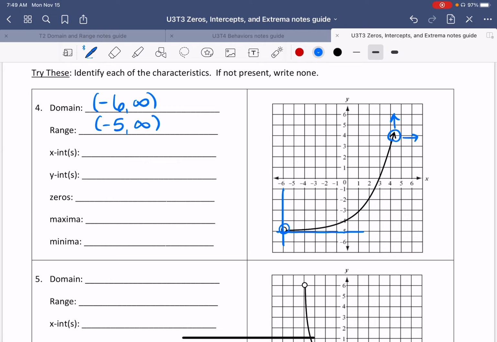X-intercepts, we're crossing the x-axis at 3. So that's also the 0 of our function. So 0 is at 3. Our x-intercept is 3, 0. Y-intercept is at -4. So 0, -4.